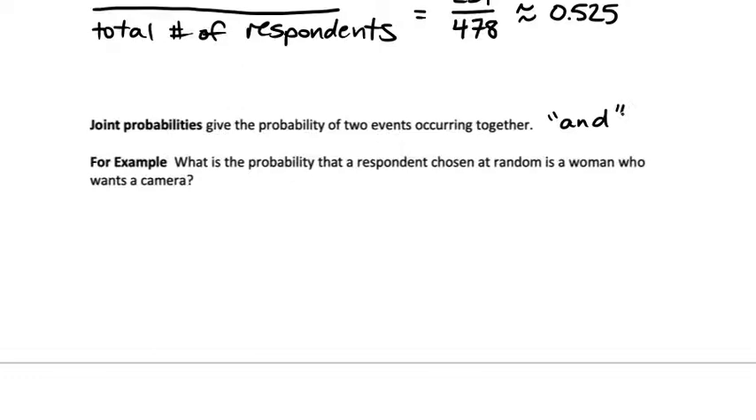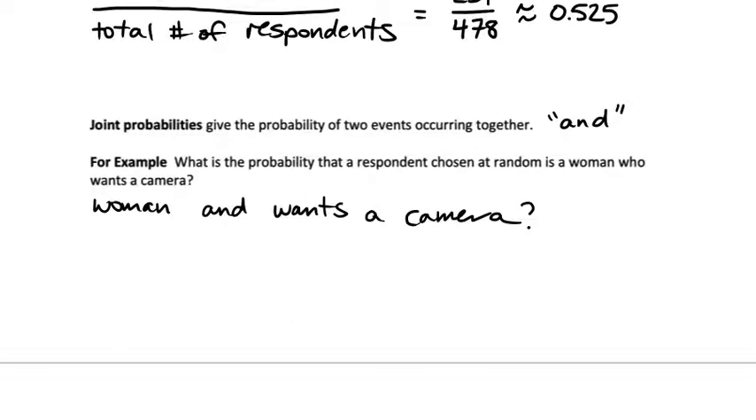It says, what is the probability that a respondent chosen at random is a woman who wants a camera? So another way that I could say that is, what is the probability that a respondent is a woman and wants a camera, instead of using the word who. So that's the same question.